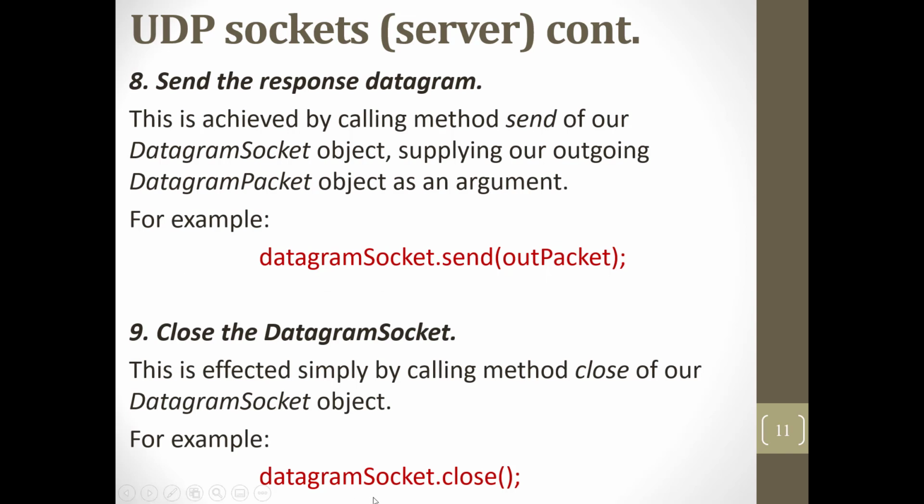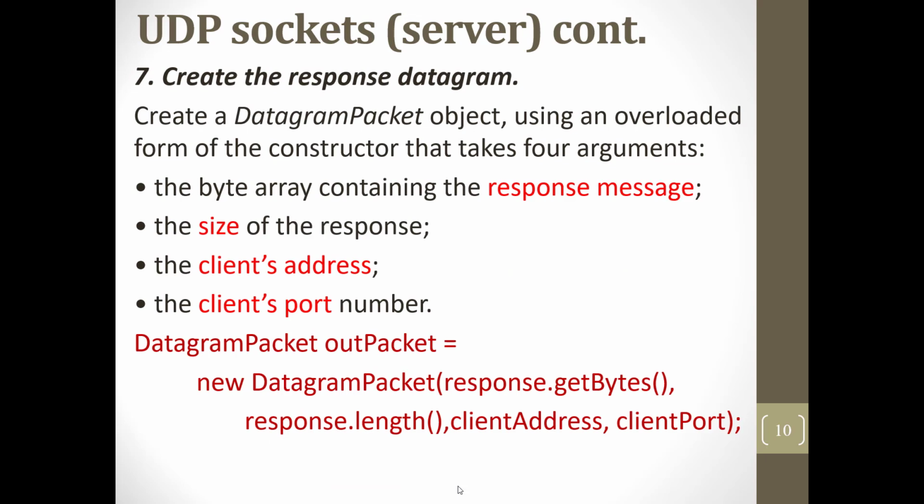Then finally, I'm going to close my socket. DatagramSocket object dot close. So I'm going to close a particular socket. So these are the steps. There are 9 different steps available on the UDP server side.